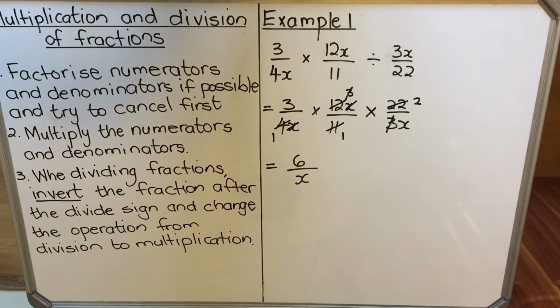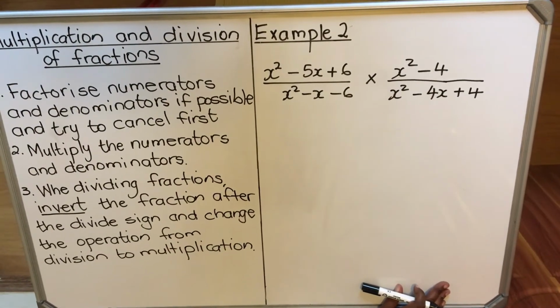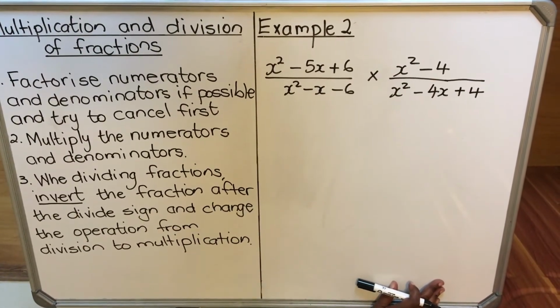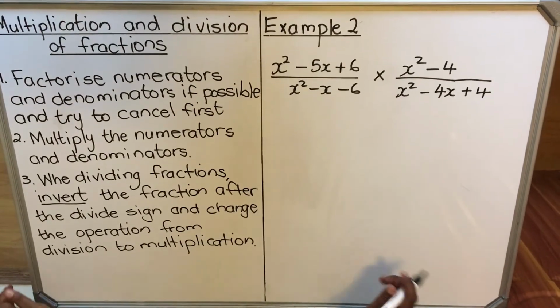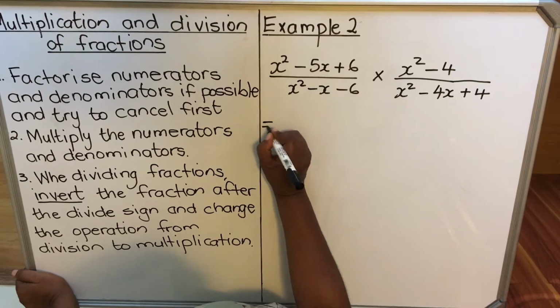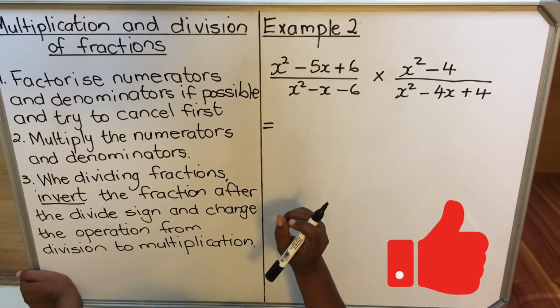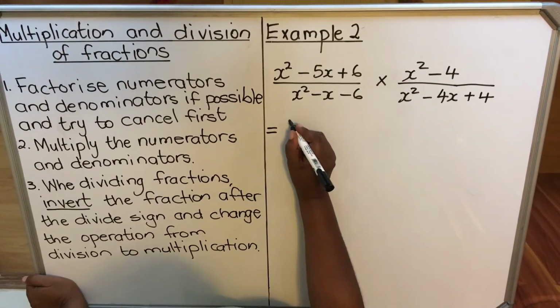Let's look at the second example. With example 2, we're going to factorize the numerator and the denominator for each fraction. Now, when you look at this one, it's a trinomial. So you really need to know how to factorize trinomials. If you don't, please watch a video on our channel that explains how you factorize trinomials.